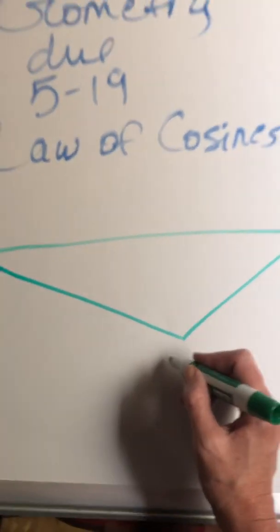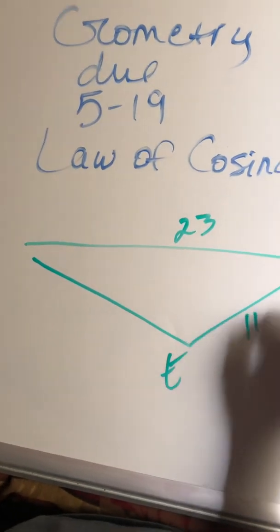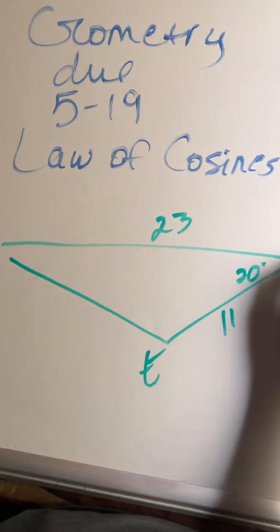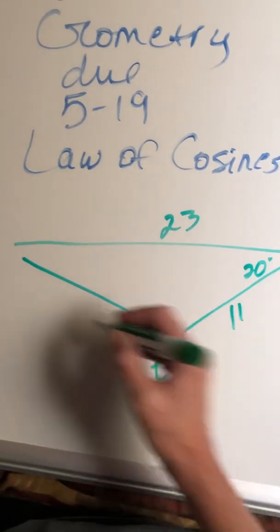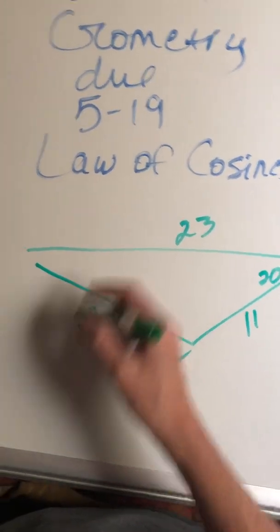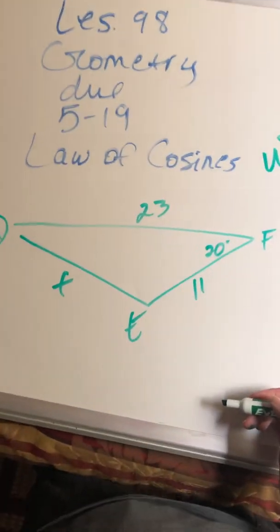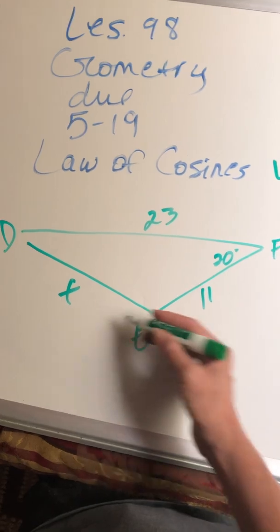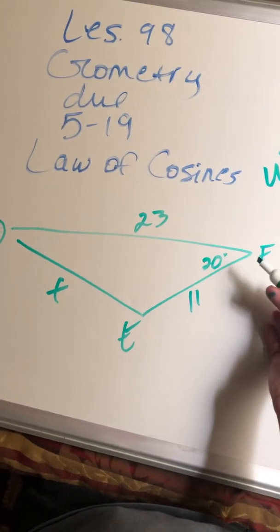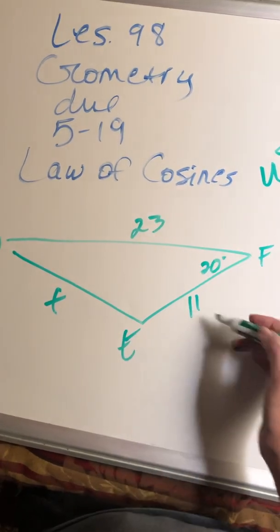So here, this is E, and that's 23. This is 11. This is 20. It's angle F. So this is side F because it's across from angle F. And this is D. Okay. So we want to find side F because that's all I can find with this. I've got the angle across from it and the two sides around it.